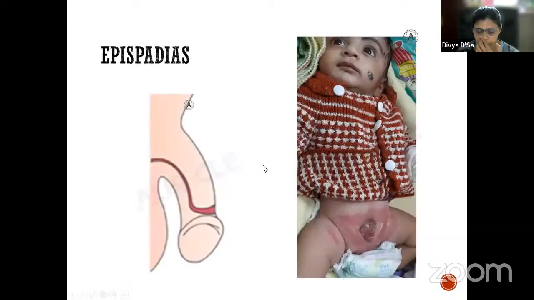In epispadias, the urethral orifice is located on the dorsal aspect of the penis. It is also a very rare anomaly which we see. It occurs in about 1 in 30,000 births. Usually that is also associated with exstrophy of the bladder. You can see the exstrophy of the urinary bladder, ectopia vesicae. So these are the things.